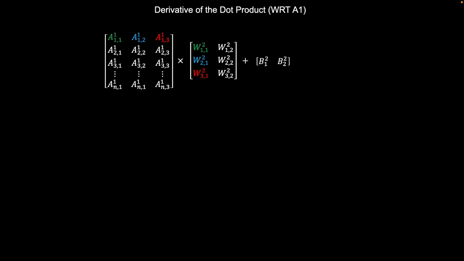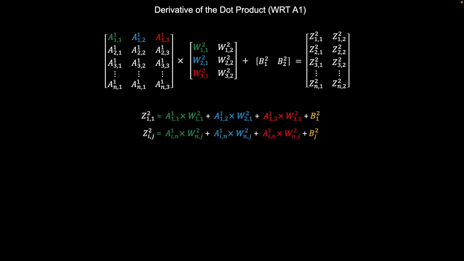Now we're going to find the derivative of the dot product, or Z2, with respect to A1. We can do this in the same way we calculated the derivative of Z2 with respect to W2, except this time, when we consider the linear equation, we're going to consider the coefficient of A1 to be W2. Notice last time we considered A1 to be the coefficient of W2 because we were calculating the derivative with respect to W2. So, again, using the power rule, we can conclude that the derivative of Z2 with respect to A1 is W2, because W2 is the coefficient of A1 in this linear equation.